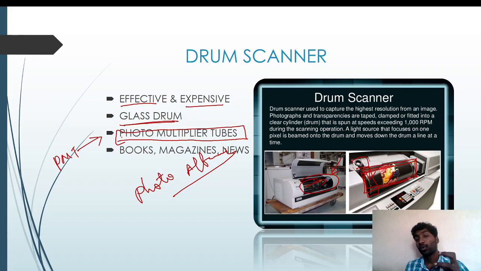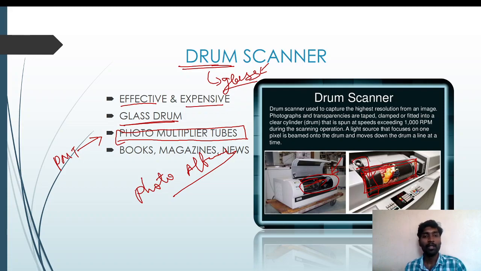My dear students, no need to go very deeply, because however deeply you go, it is not needed. Just learn the basics. Drum scanner means what? There will be a drum. The drum is made up of glass, and on that glass light will pass. When light is passing, it uses PMT technology to scan the image.